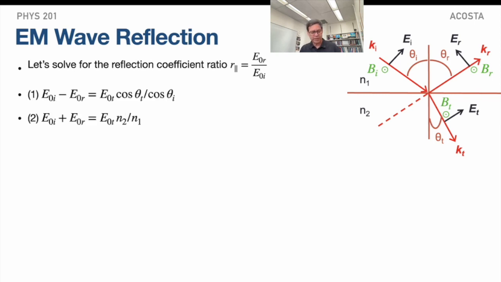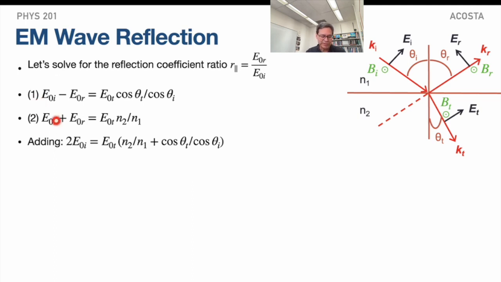So our two equations, again from the last slide, were that E0I minus E0R equals E0T times cos theta T over cos theta I, and E0I plus E0R was E0T times the ratio N2 over N1. So we had that from before. So what can we do? Let's just do a little bit of algebra. Let's add these two equations, 1 and 2.